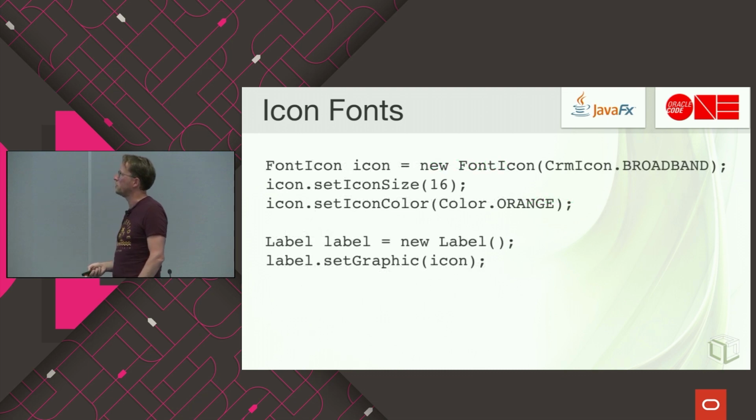Okay, and if you want to do it in code, you can do it like this: font icon equals new font icon. You pass in the enum, and you set a size and a color, and then you set it as a graphic on a label. All right? So it's very simple to use.